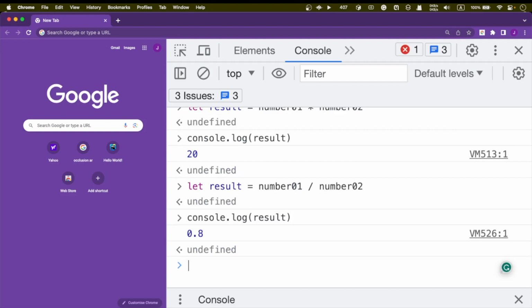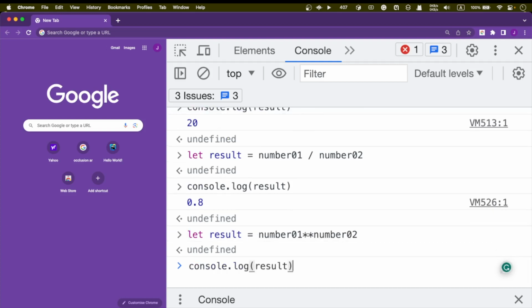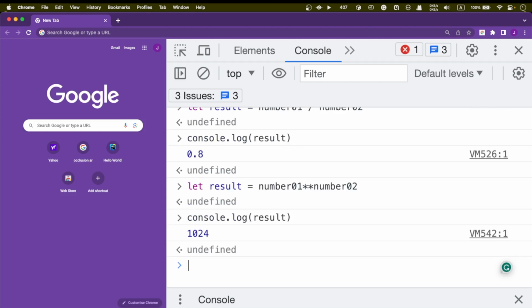Okay, 0.8. Perfect. And of course you can raise to the power. I think it's fairly big results. Okay, so you can raise that to the power of number 2. Okay, and you can print that out. It's a pretty big number, and incidentally it's 1024. Okay, this is a pretty familiar number if you're a programmer.